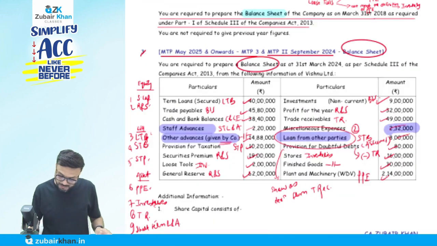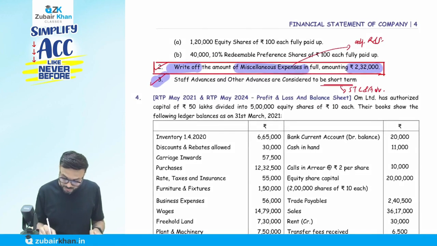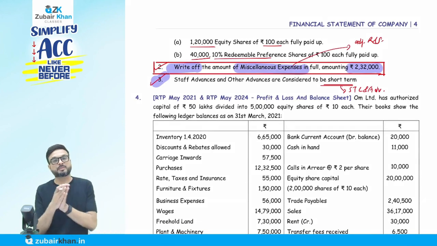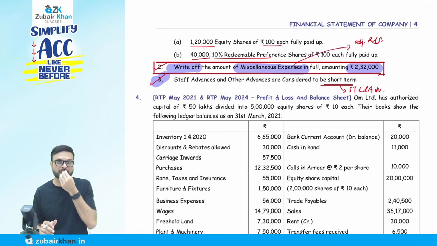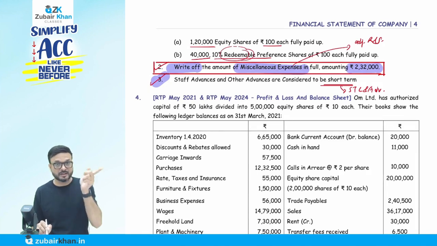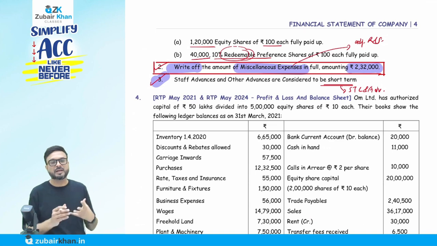Then all the items that we have written now, in the additional information they have just mentioned the share capital: 1,20,000 equity shares of rupees 100 each and 40,000 10% redeemable preference shares of rupees 100 each. So both equity shares and preference shares are share capital. Have you ever heard the word redeemable? It will come in the next chapter, buyback, where I will discuss redeemable preference shares. But preference shares are also share capital.